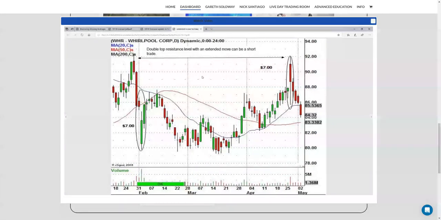reward. Here's a chart of Whirlpool. I think this was a day trade. So look at this here. Here's the low. Here's the 20 MA, about a $7 move. Here's the gap up. This was on earnings, right into a double top, $7 move. We went short right there. Look at that sell-off. Now, obviously, we didn't ride it down the whole way, but we did catch, I think, a $2 or $3 gain that day in Whirlpool on the short side.